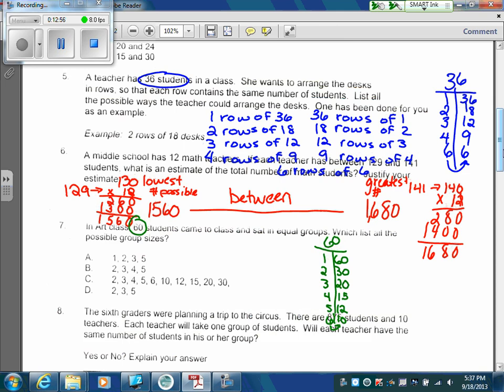So A, we don't have enough numbers. We have a couple of them, but not enough, so A's out. B, same issue. D, same issue. The one that has all possible would be C. And it says all right here, all the possible groups. So you've got to make sure, oops, didn't mean to cross it out. You've got to make sure that it's all of them, not just part.